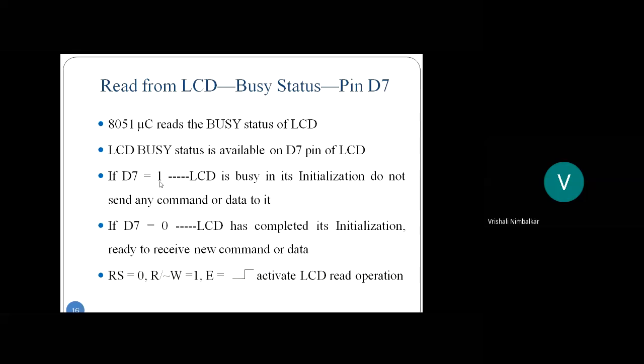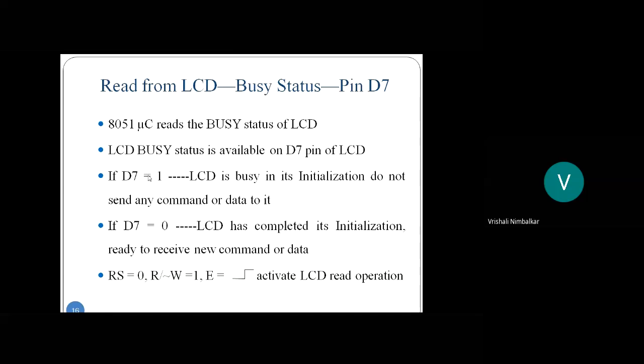So if the D7th pin is 1, it indicates LCD is busy in its initialization. Do not send any command or data to it. The microcontroller understands LCD is busy initializing, so do not send another command or any other data to it. But if the D7th bit is 0, when the microcontroller reads the D7th bit as 0, LCD has completed its initialization and it is ready to receive a new command or a new data word. So this is where the microcontroller will be reading from that LCD. What will it read? The 1 bit, D7th bit.